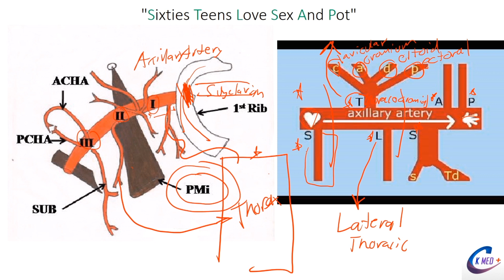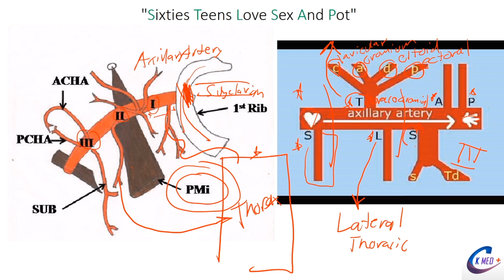Now, the last section, and this one is the most enjoyable for lots of people. Maybe not for me, but some people do, obviously. But this next section, 60s teens love sex and pot, these last 3 arteries. Again, third section has 3 parts. So SAP, and we're going to describe those. So 60s teens love sex.